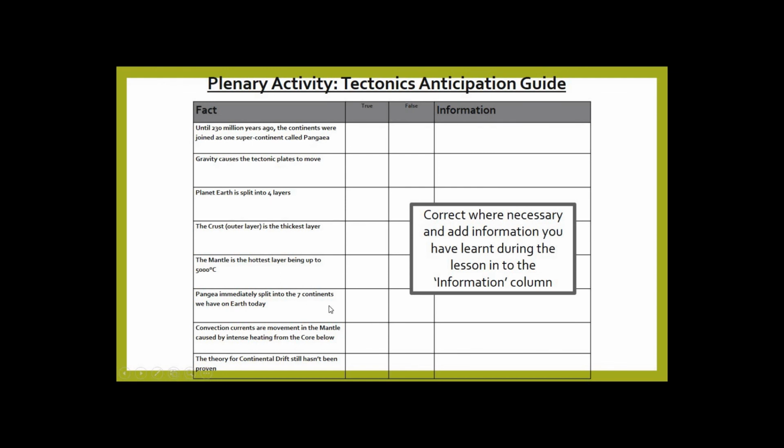Pangaea immediately split into 7 continents that we have on Earth today. False. It split first into Gondwana and Laurasia. Convection currents are movement in the mantle caused by intense heating from the core below. True. And the theory of continental drift still hasn't been proven. True. We can't dig into the Earth and have a look.